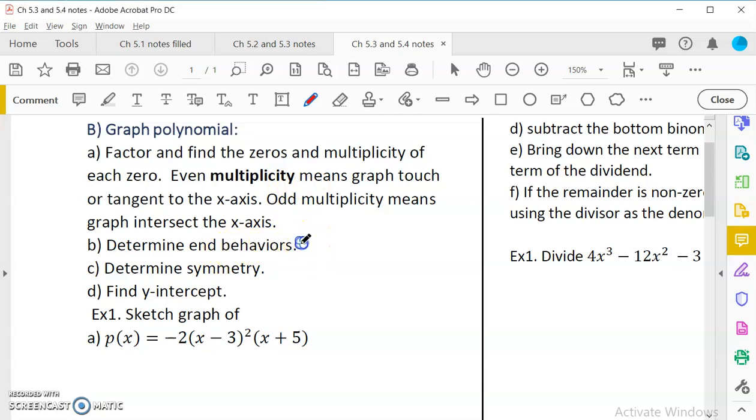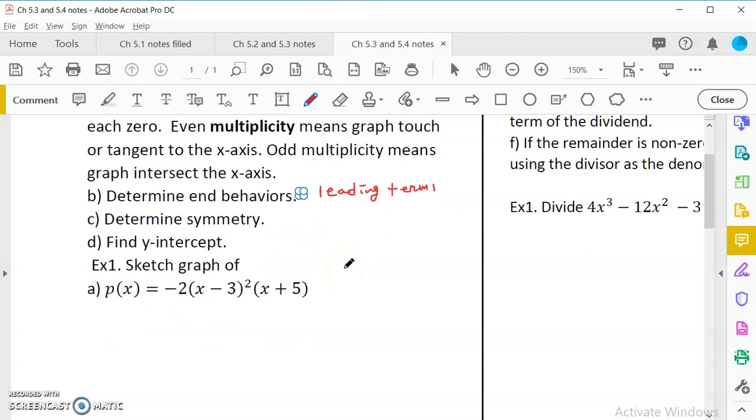How do I determine end behavior? The end behavior is determined by the leading term. Even after they are factored, you have to find the leading term, because the leading term tells you how the polynomial behaves when x is really big or small. And then if possible, look at symmetry. See if it is an even function or an odd function, because sometimes then you can just do one side and copy the other.